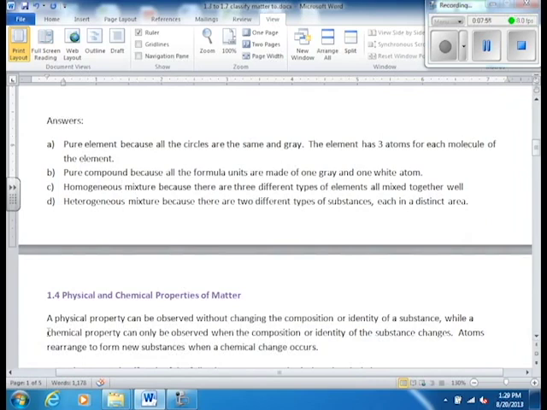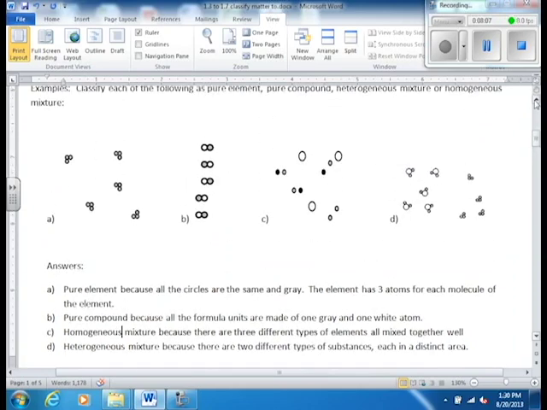In a chemical property, oh, there's something going on out there. For a chemical property, you could only observe it by changing the composition or identity of the substance. So we would change, all of a sudden this would become whites, 2 whites and a gray, or 2 grays and a white, something of that nature.